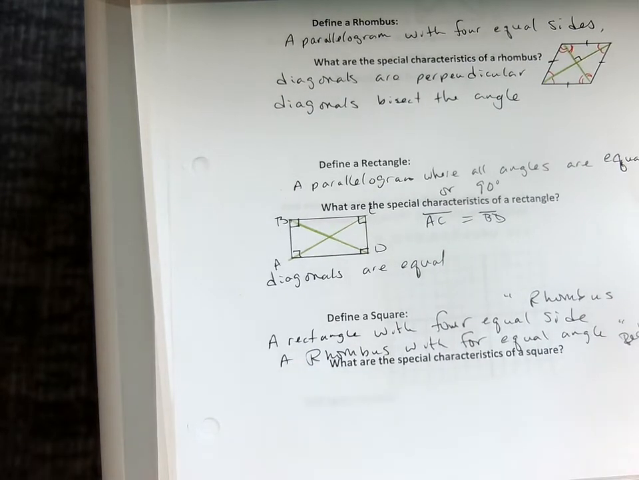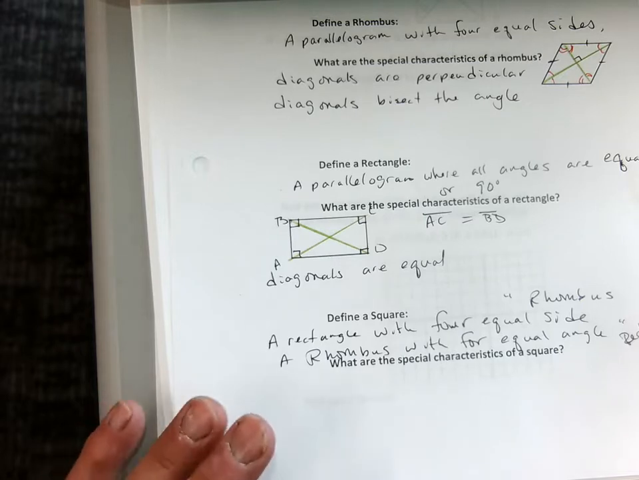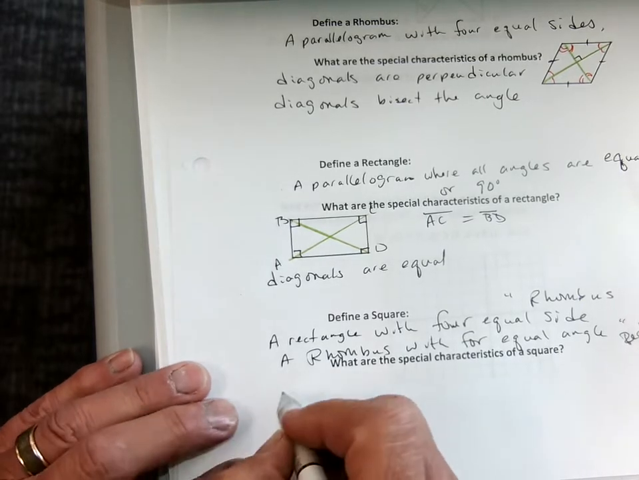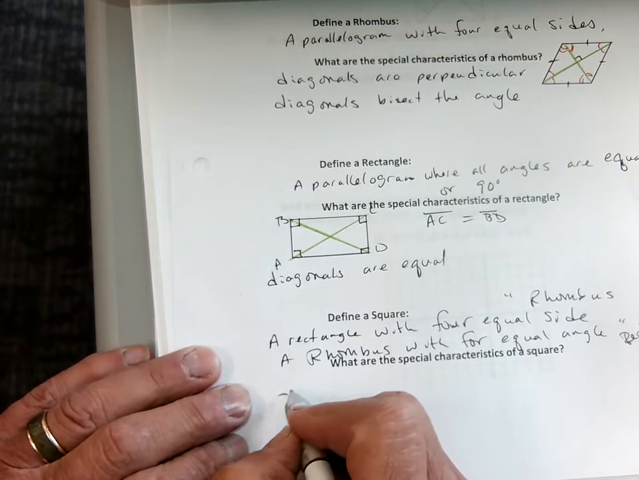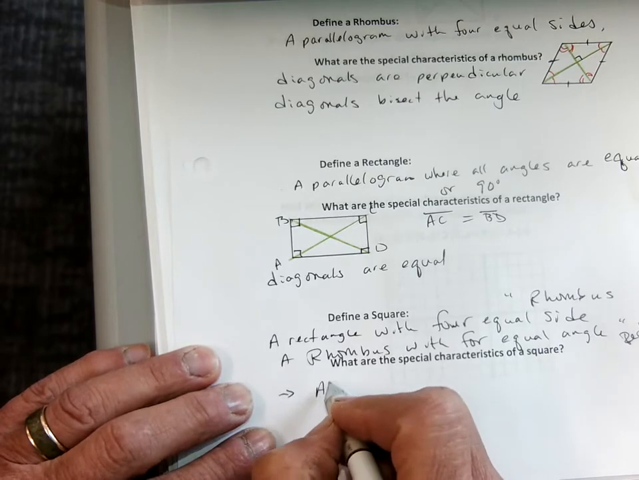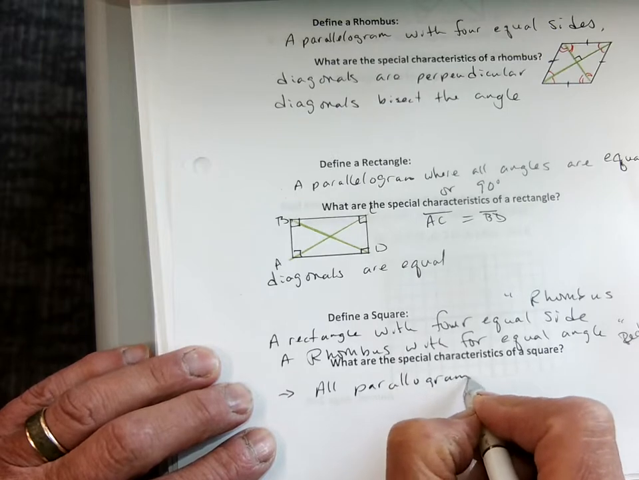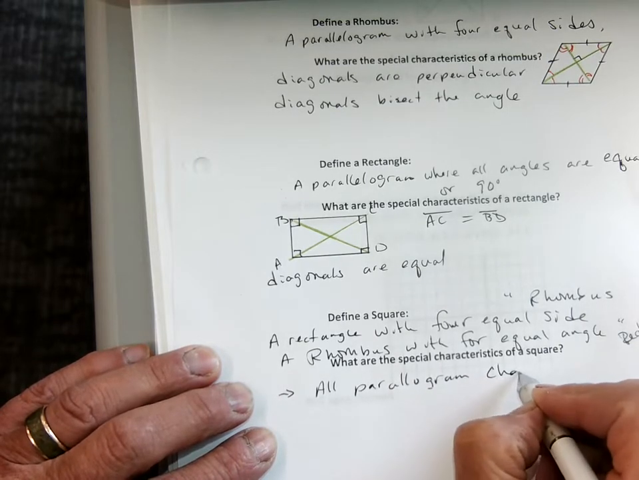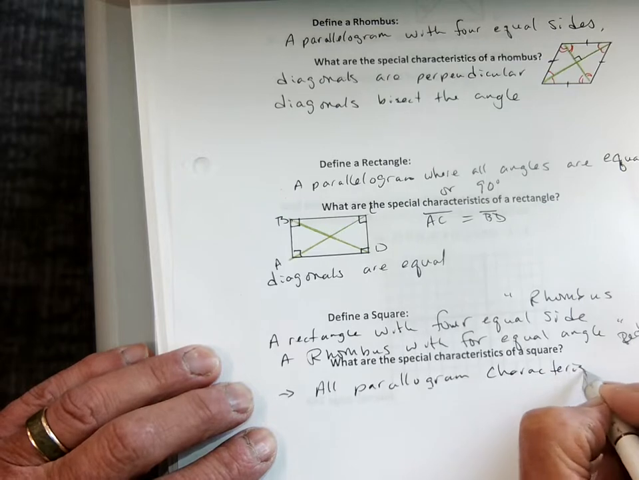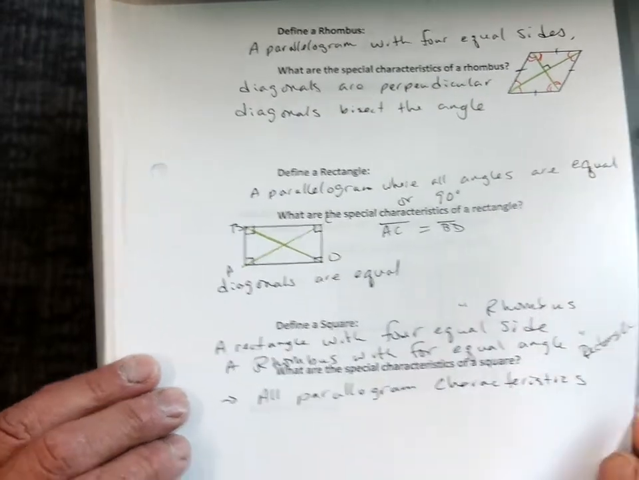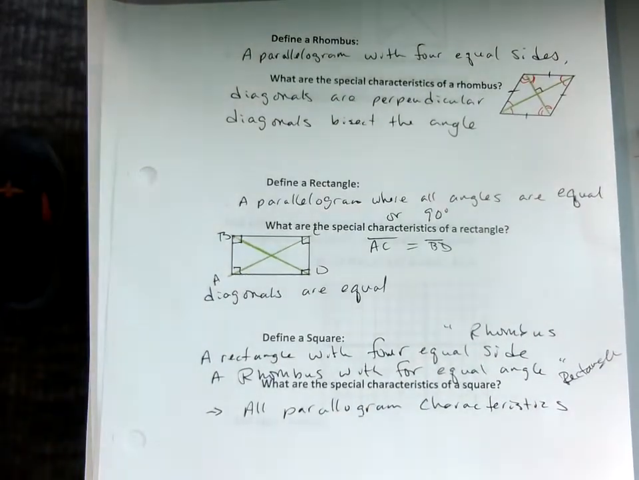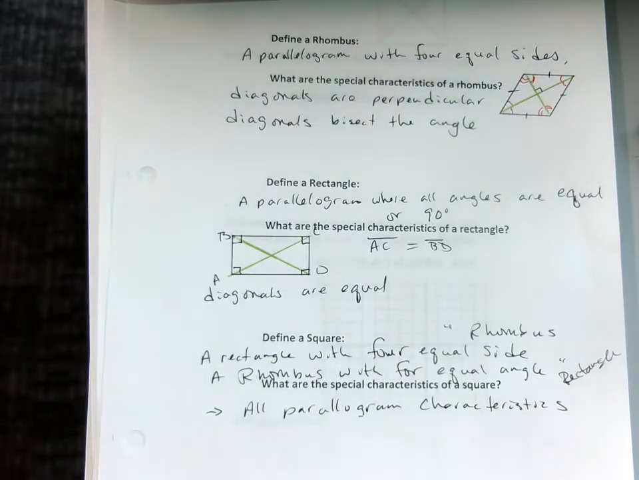Special characteristics of a square? Well, it has everything. You guys agree? I mean, a square has all of the parts. It has the characteristics of a parallelogram, all parallelogram characteristics. Okay. So, as you're writing, I'll talk about it, okay? So, parallelogram. Let me draw a square so you can see it.